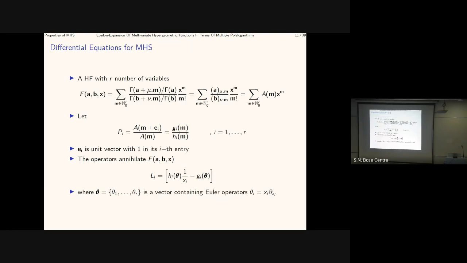What is x to the power m vector? Yeah, x1 to the power m1 times x2 to the power m2. I see.